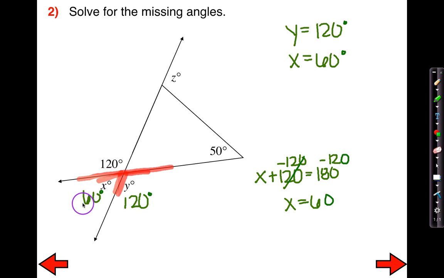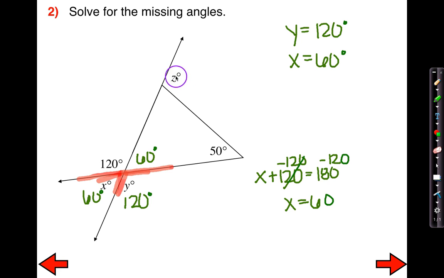Now, by knowing this, could I figure out what z is? No, not quite. However, if I'm able to figure out this angle, I would be able to figure out z. So how do I figure out this angle? Well, I can focus on the triangle, but I would need a little bit more information. I would at least need to know this angle, which guess what? I can easily do. Because this is 60 degrees, and this also has to be 60 degrees. Why? Because the vertical angles are congruent.